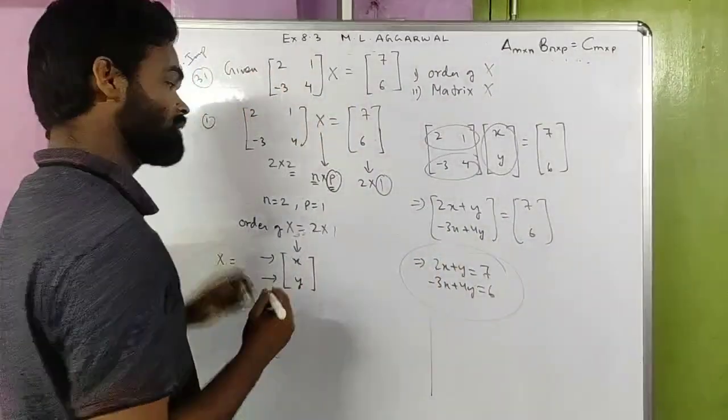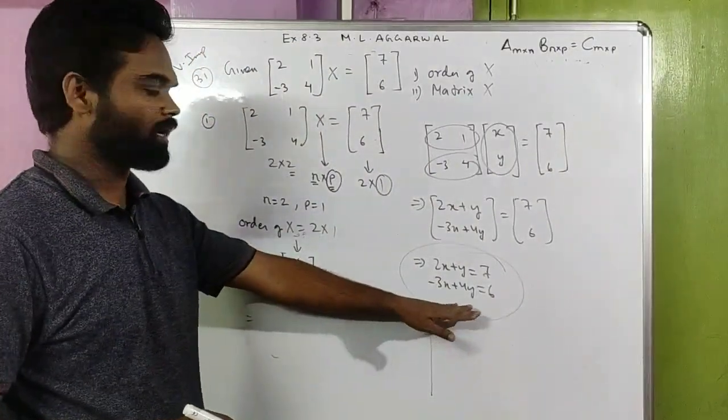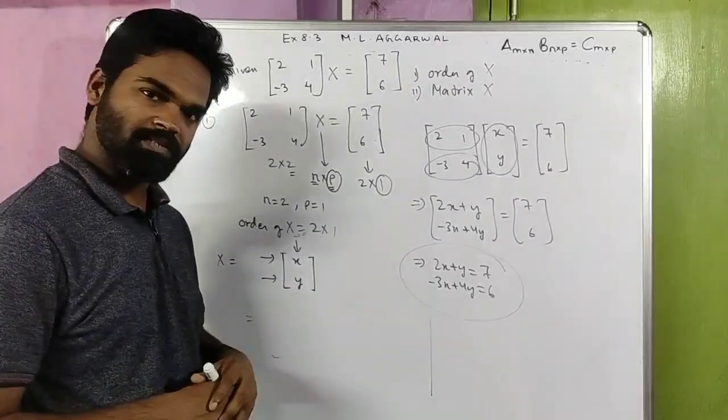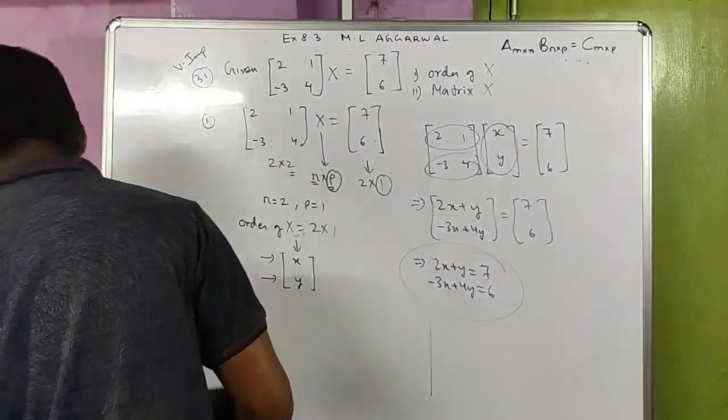And this, if you look, is a simultaneous equation. We have already done how to solve it. Simplify these two and get the value of x and y and put over here. You'll get the matrix X. Is it clear? Now we look at the last sum.